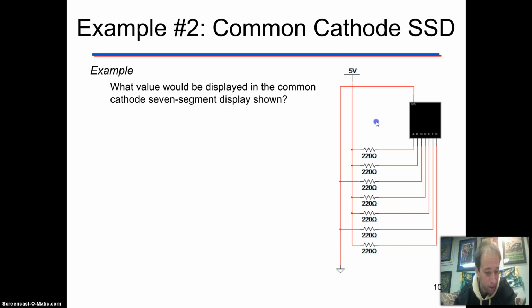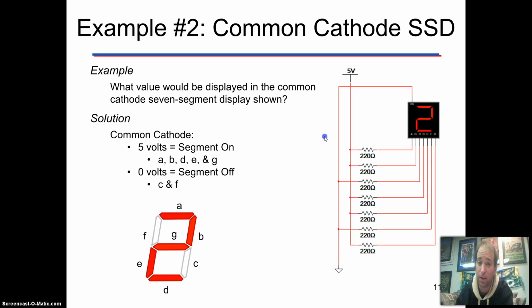So let's look at this one right here, and we'll notice that the 5 volts goes to A, B, D, E, and G down here. Here's the 5 volts going down. So what number is going to be displayed in this case? If you guessed that number, you are correct.